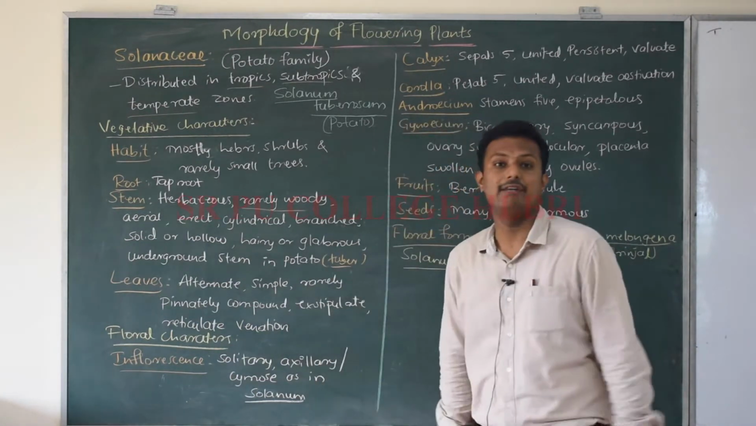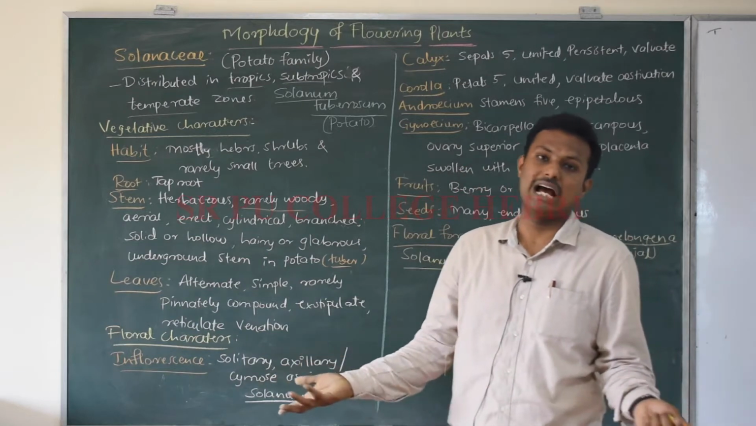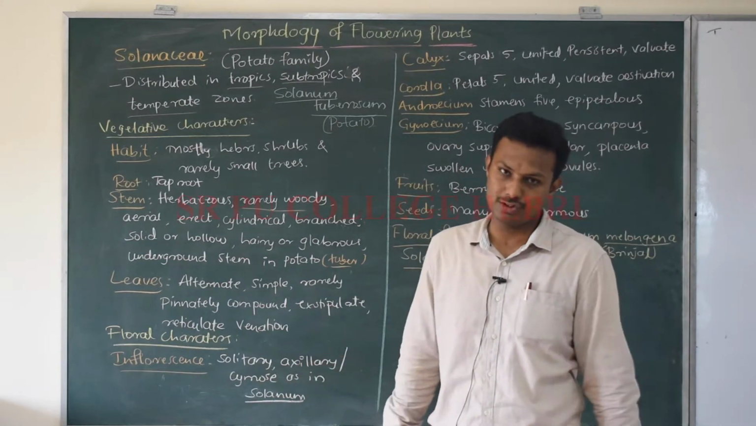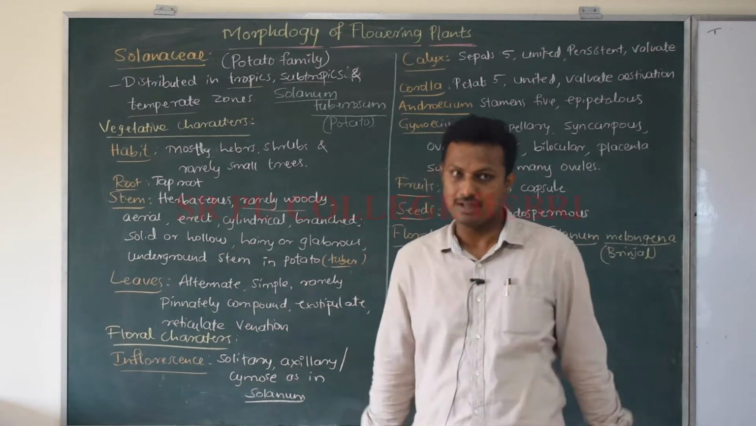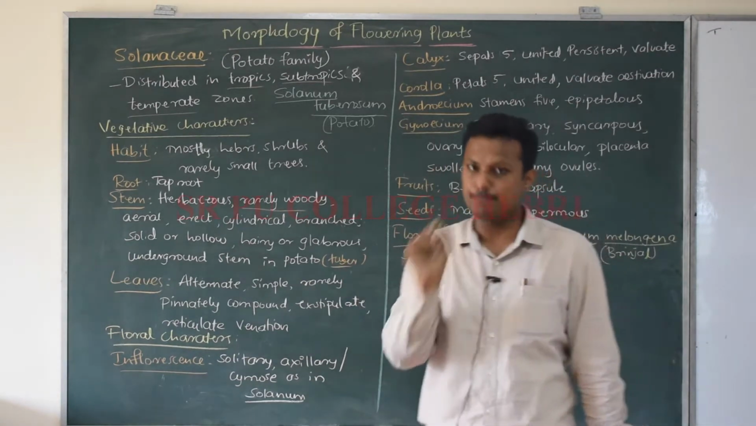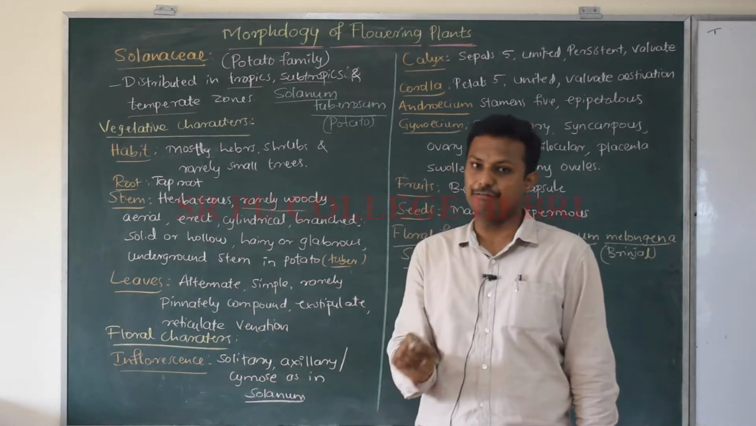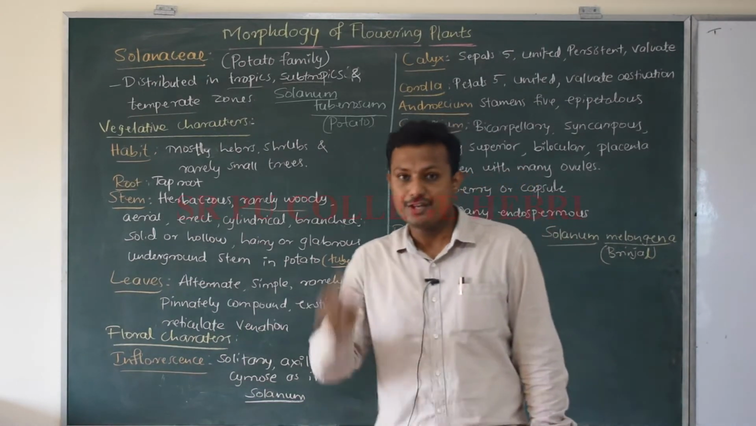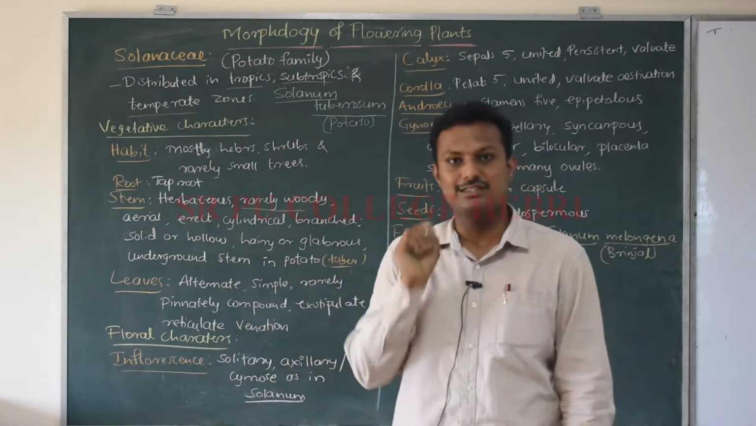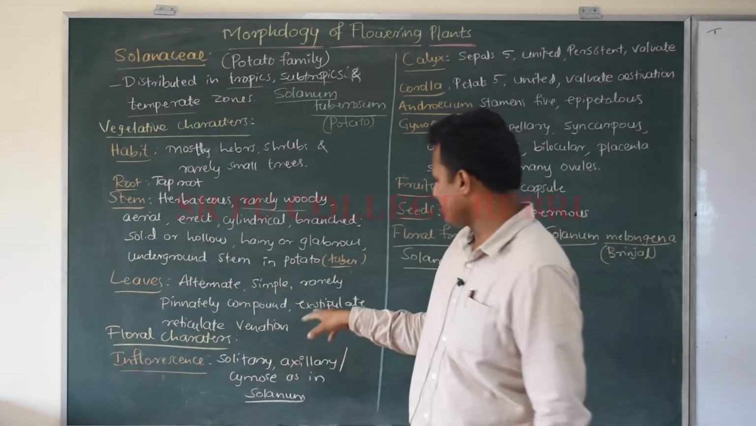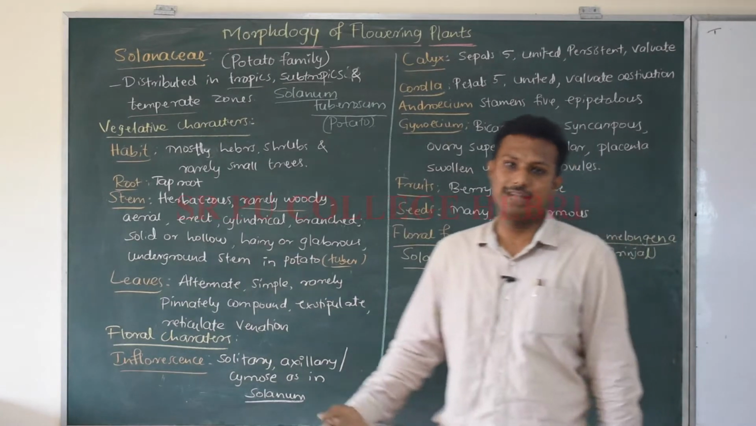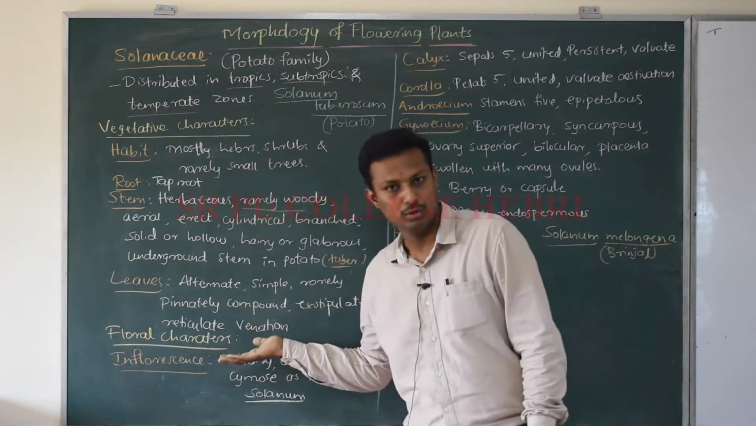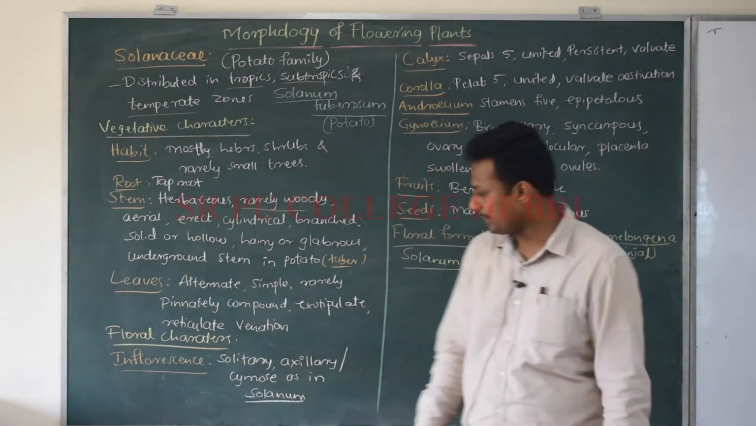Okay, and they do not have stipules. You know what stipules are? At the base of the leaf there will be small leaf-like appendages, they are called stipules. If the stipule is present along with the leaf, such a leaf is called a stipulate leaf. If the stipules are absent, such a leaf will be called an exstipulate leaf. Okay, and the venation in the dicot family is reticulate venation, right?